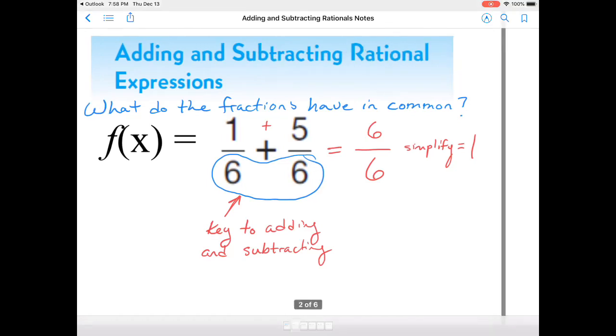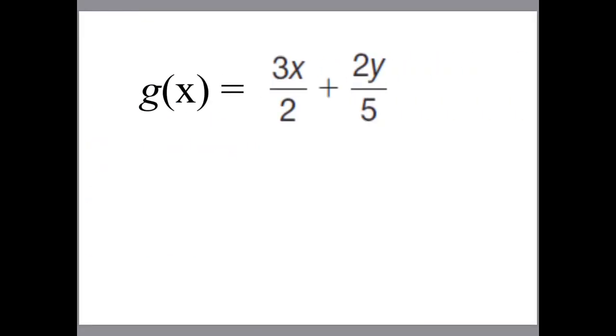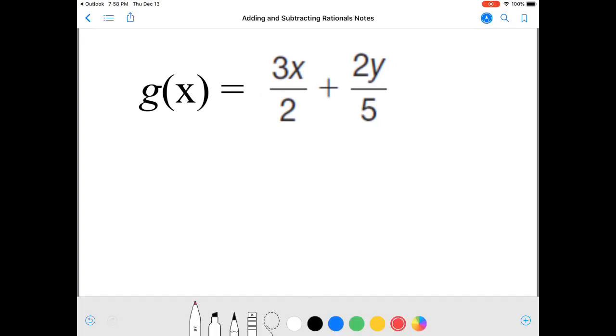Okay, so now let's move on to some examples with variables. So these two technically are polynomials because they have their variable in the numerator, not the denominator. But it's still the same idea. We're adding two things with different denominators now. So what do we have to do to add two things with different denominators? We have to find a common denominator.